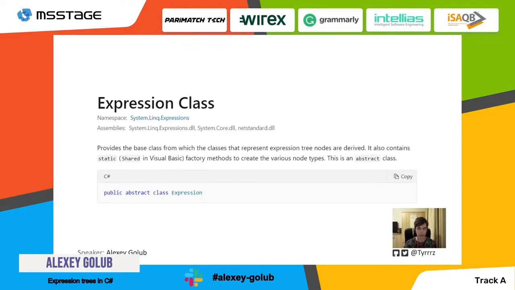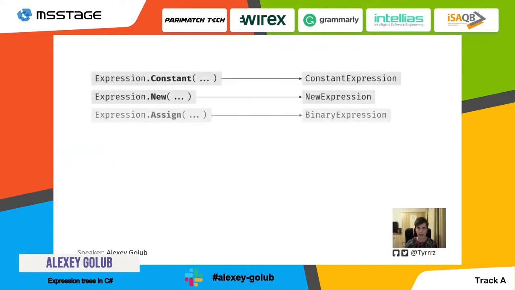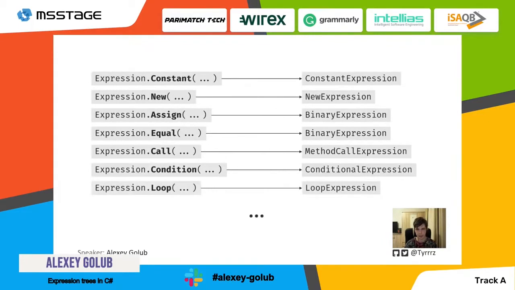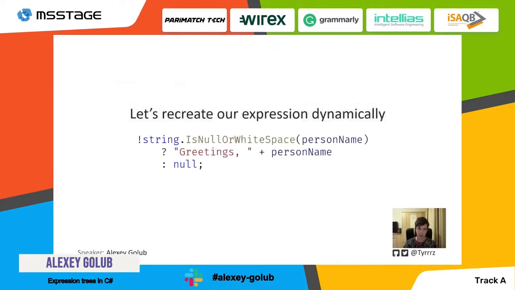Like I mentioned, the Expression class is just an abstract class in the System.Linq.Expressions namespace. It has all the different expressions deriving from it. It also has different factory methods that we can use, for example, Constant to create the constant expression, and New to create the object initialization expression, and so on, for all the different types, and there are probably multiple dozens of them. So let's look at our example just to remind ourselves what it looks like. This is the same expression we've seen earlier. It has a conditional expression at the root, and then for the true clause, it just combines two string values, and for the false clause, it just returns null.